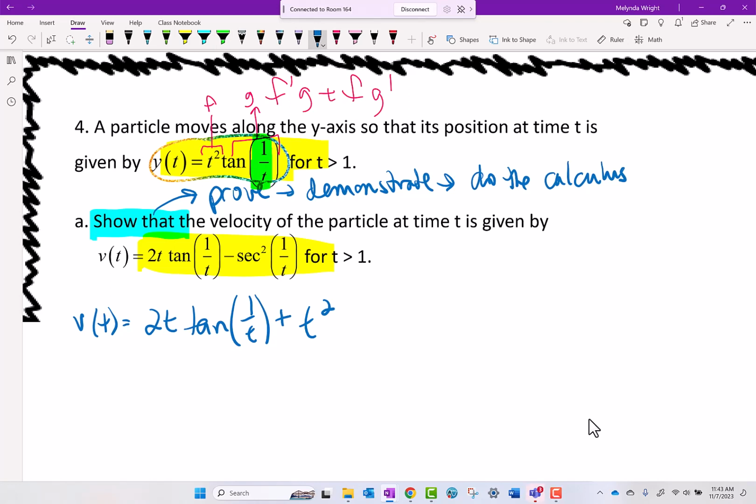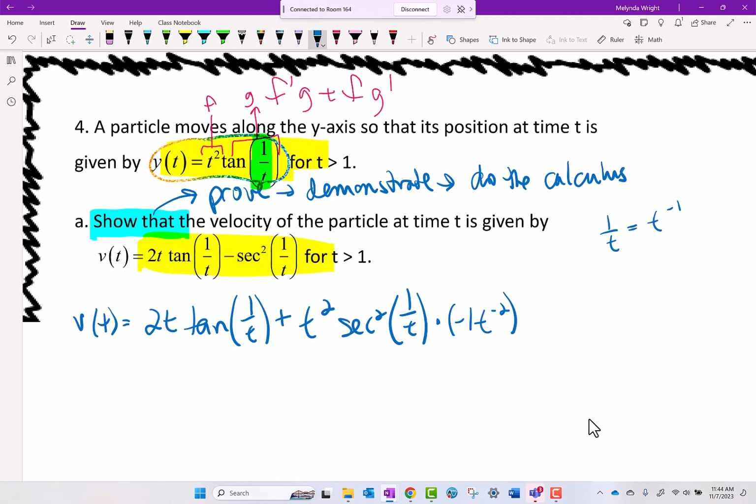The derivative of tangent is secant squared. Copy the inside. Now we multiply by the derivative of 1 over t. I'm going to go out here to the side. 1 over t we could also write as t to the negative 1, which would be easier to do the derivative if we thought of it that way. So the derivative of t to the negative 1 would be negative 1 t to the negative 2.